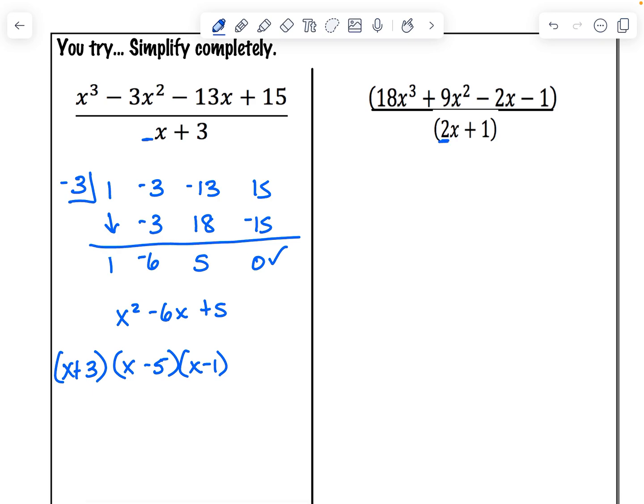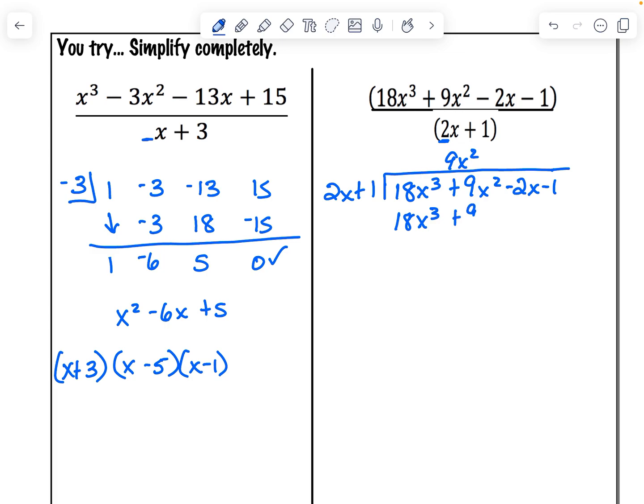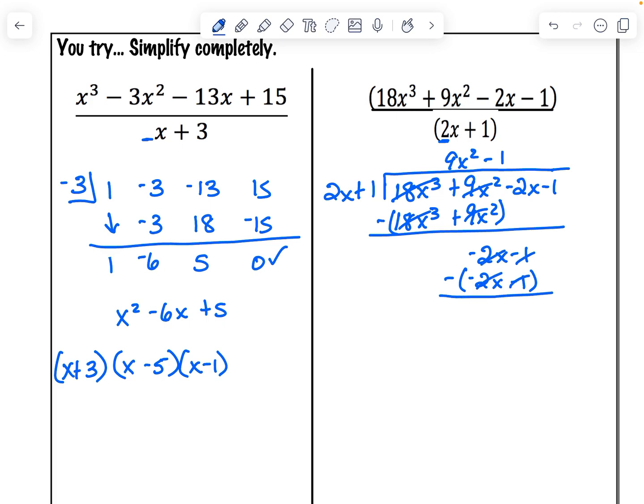So the next one, you have to use long division since you have a 2 in front of the x. All my exponents are represented. So I'll multiply 2x by 9x squared to get 18x cubed. I'm subtracting what I get when I multiply 9x squared by both terms on the outside. These cancel. These cancel. So now I'm going to bring down both of the terms that I have. So 2x goes into negative 2x negative 1 times. I subtract that. Everything ends up canceling.